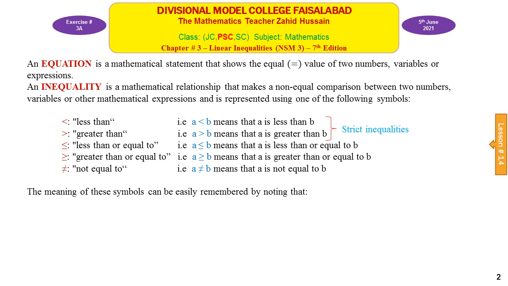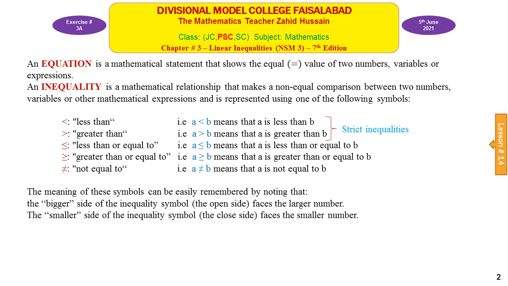The meaning of these symbols can be easily remembered by noting that the bigger side of the inequality symbol, that is the open side, faces the larger number or expression. The smaller side of the inequality symbol, that is the closed side, faces the smaller number or expression. This is the pictorial representation of these two statements. This is the bigger side of this inequality symbol. So this is big. The number on the left hand side will be bigger than the number on the smaller side of this inequality.